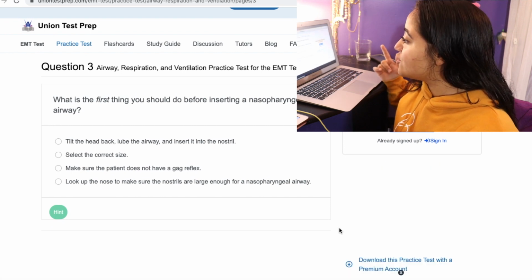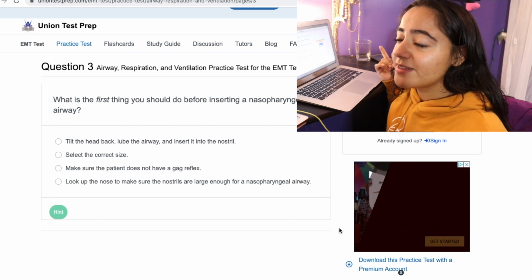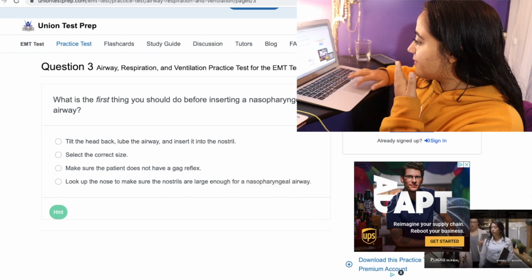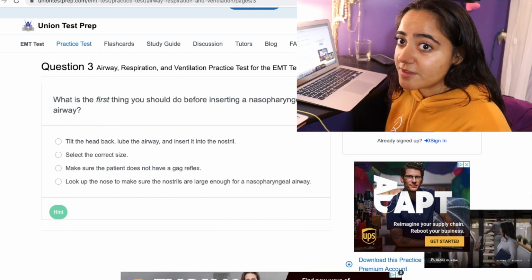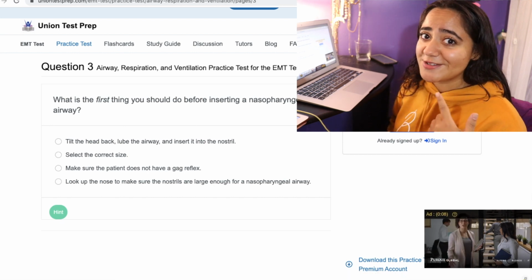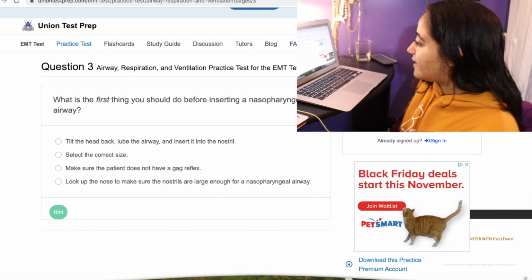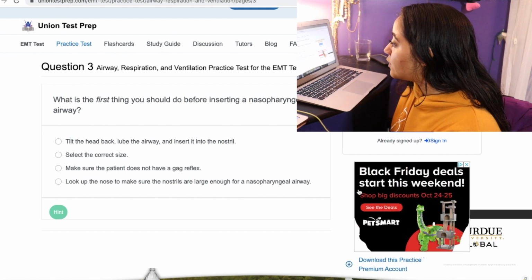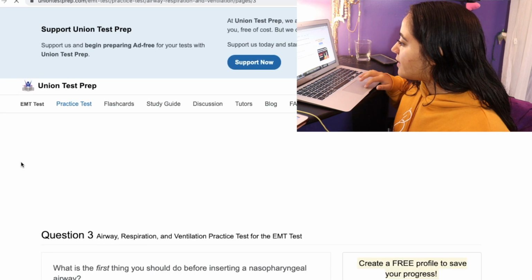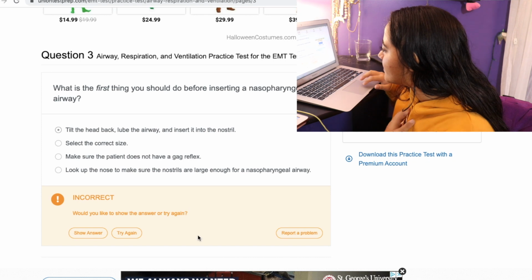What is the first thing you should do before inserting a nasopharyngeal airway? Well, honestly, without looking at the answers, the first thing I can think is make sure everything's clear, patent, and lube the nasopharyngeal airway, because you don't want any more bleeding to cause even more airway obstruction. Okay, let's see. Tilt the head back, lube the airway, insert into the nostril. I automatically think that's the right one, but let's read the rest. Select the correct size. Oh man, I should have read the rest before I pressed it. I didn't think it would go through.